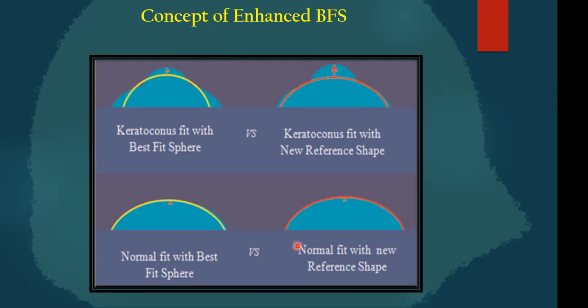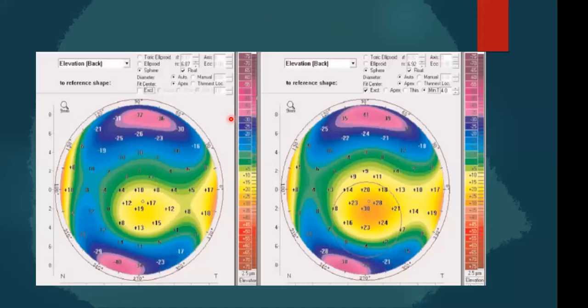So what happens is that with a new reference sphere, or what is known as an enhanced best fit sphere, when calculating the best fit sphere, they exclude the central 3 mm of the cornea. And because they exclude the central 3 mm of the cornea, which is the most steep part, you get a more averaged out best fit sphere. And so it is more sensitive to pick up a keratoconic or an elevated point rather than a normal best fit sphere, which takes into account the entire cornea. So that is the difference between the two, and we'll see how that matters.